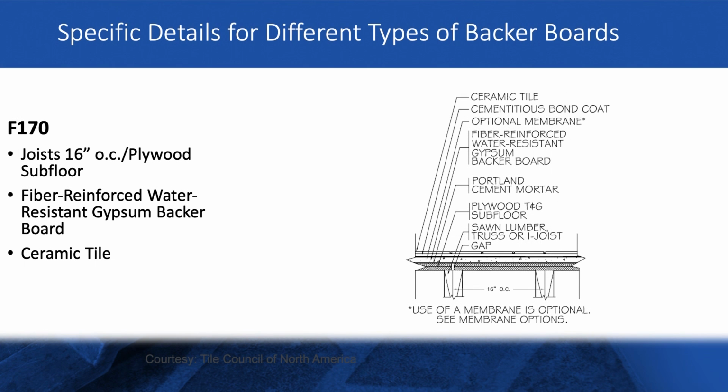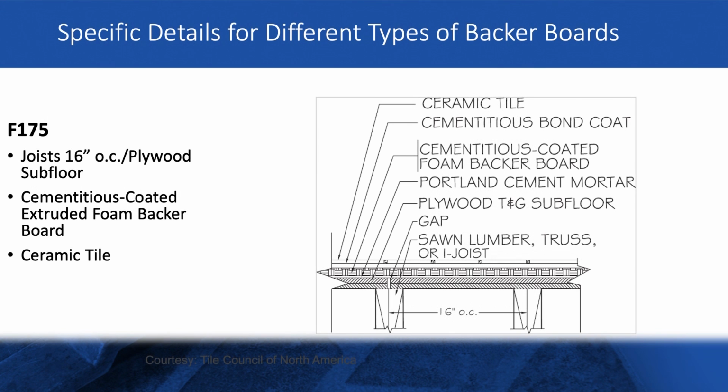F170 demonstrates the use of fiber-reinforced, water-resistant gypsum backer board. The details call for board to be installed with an 1/8-inch gap between sheets, which is filled with Portland cement mortar and taped with a 2-inch alkaline-resistant fiber mesh tape. We can move on to F175.